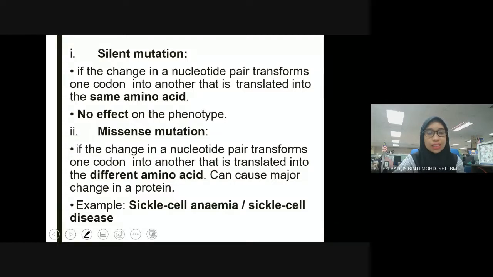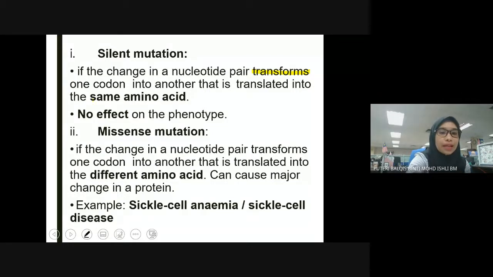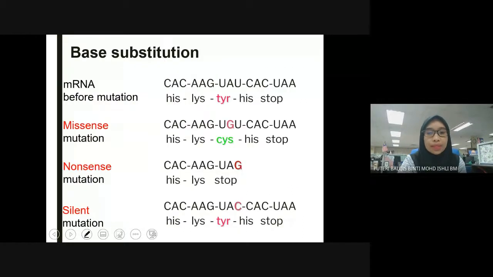Silent mutation is when the change in a nucleotide pair transforms one codon into another codon that is translated into the same amino acid. No effect on the phenotype, because it codes for the same amino acid. For example, this is mRNA before mutation. We have UAU. UAU codes for tyrosine. Okay, kita tengok silent mutation. This U here is replaced by C, but it still codes for the same amino acid, which is tyrosine.